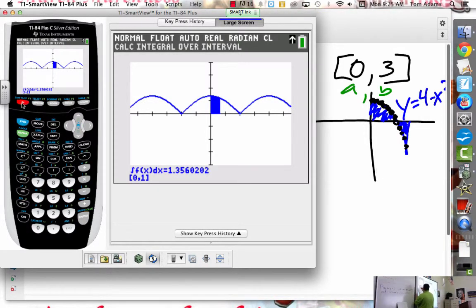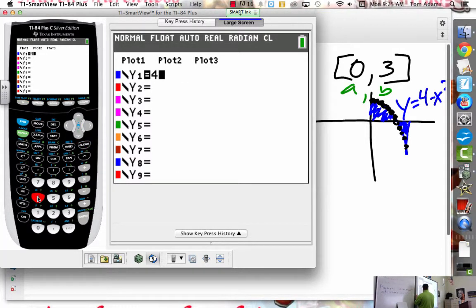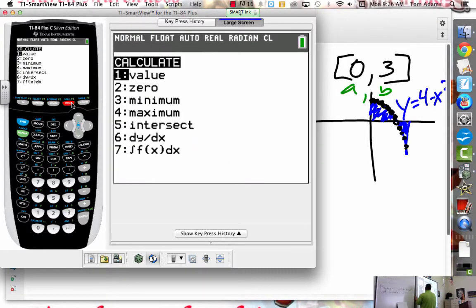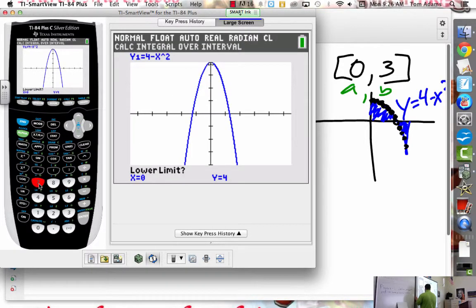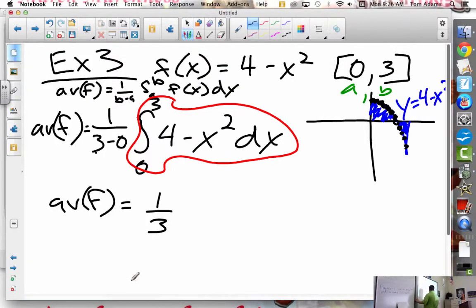So to verify it on my calculator, I'm going to plug in my function and graph it. So I've got 4 minus x squared, and I hit graph. And I just need to evaluate the area under the curve. So if I go second trace, 7, lower limit is 0, upper limit is 3. Hey, the area under the curve is 3. So I know that this is 3. So the average value for y is 1.